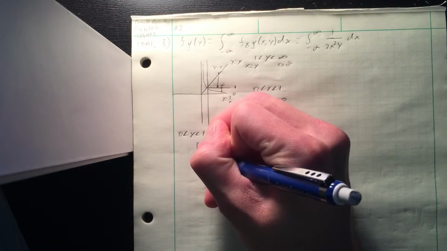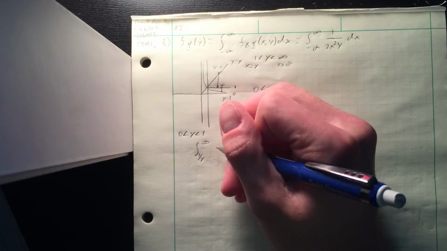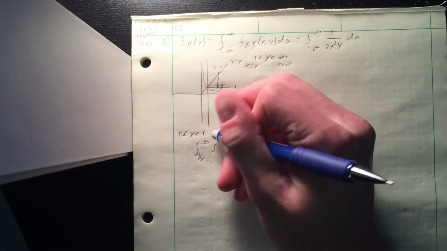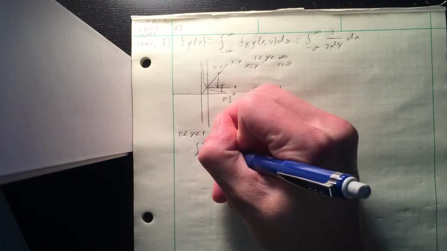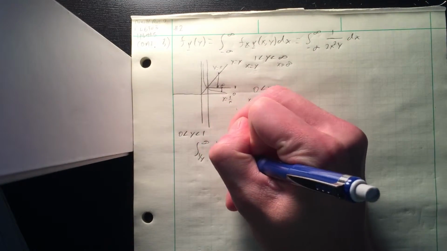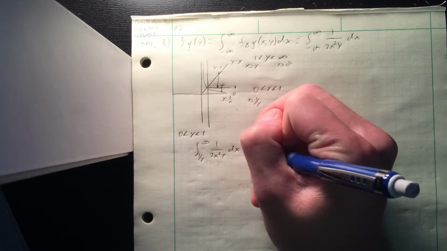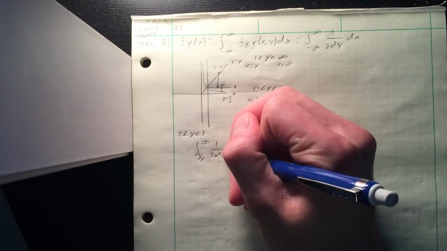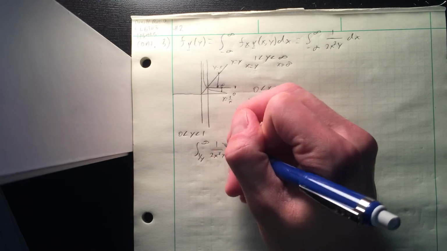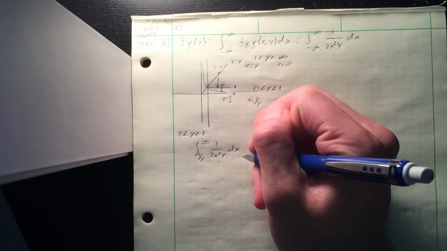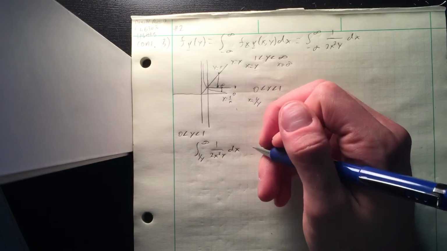So 1 over y to infinity of our function, which we know, 1 over 2x squared y dx. So now we have y here. That's going to get rid of those x's. It's getting rid of those x's, which is what we're trying to do, essentially.